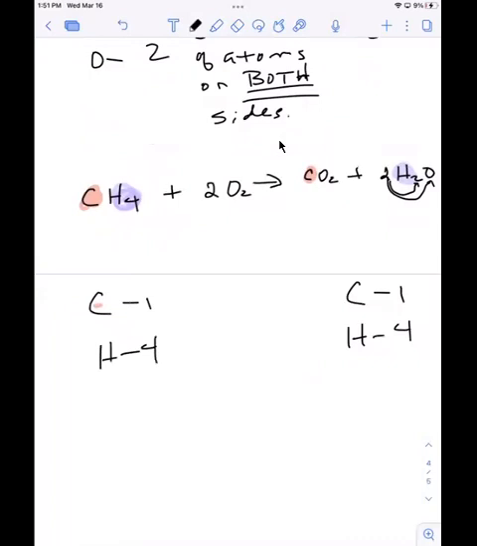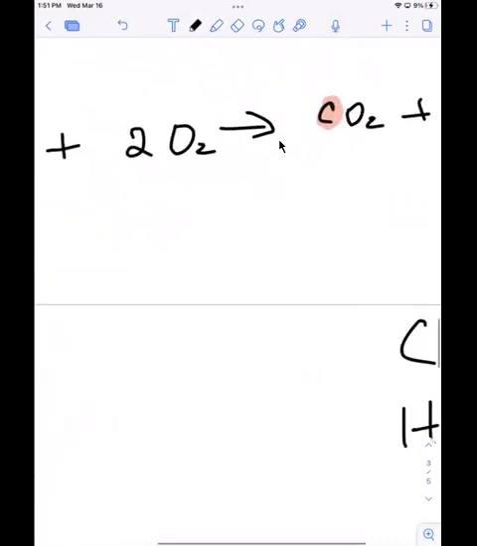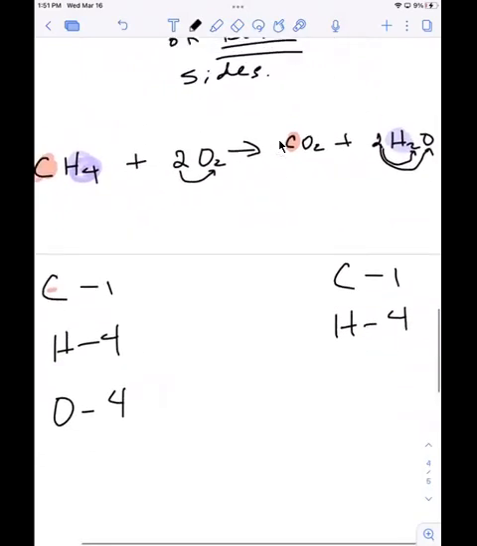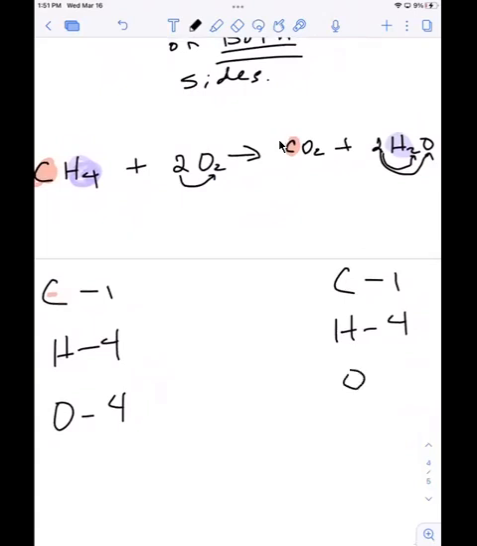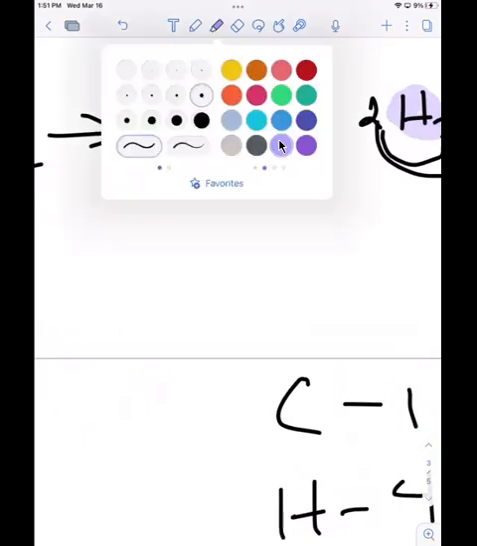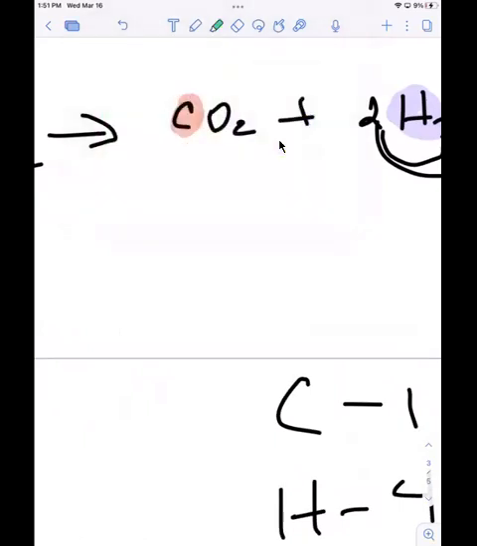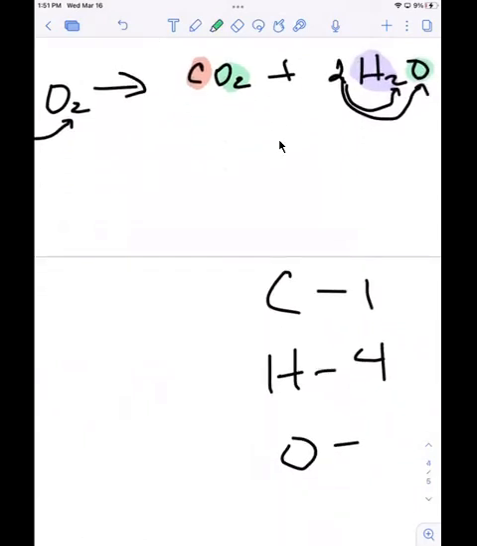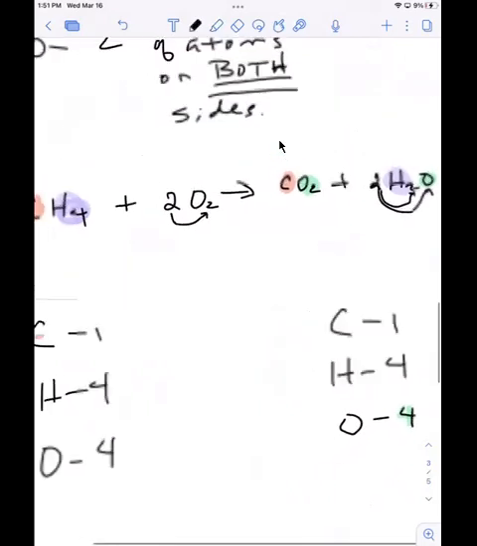And then oxygen wise, what do I have on this side? Because I'm going to multiply that, 4. Good. And then on the other side, how many do I have? I have 2 here. What did I use for oxygen? I think it was green. I got 2 here. And then this 2 multiplied by that, it's going to be 2 there for a total of 4. Is that right? Anybody not seeing that?